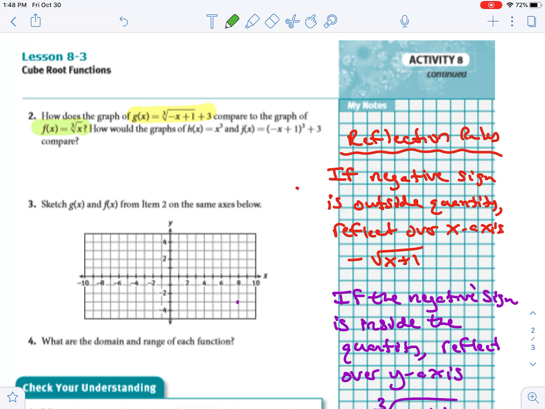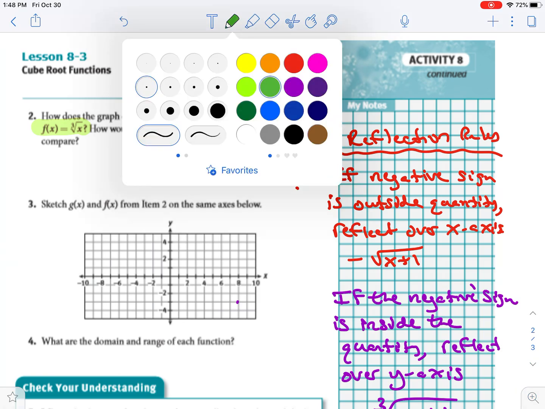We have the graph of g of x, which is the cube root of -x plus 1 plus 3. We want to first talk about how it compares, and then we'll be able to actually make the graph using the transformations. So g of x and j of x are going to have the same transformations. One's just a cube and one's a cube root. So we're going to list them here.